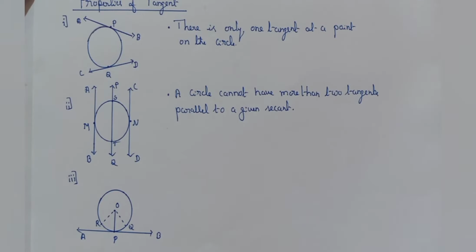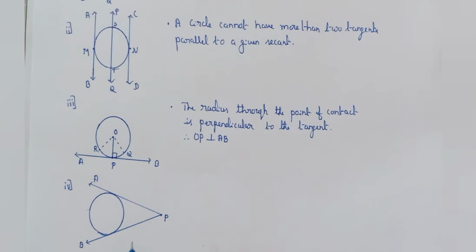Next property, in the figure, AB is a tangent and P is the point of contact. OR, OP and OQ are the radius. But OP is the radius drawn through the point of contact. So, the radius drawn through the point of contact is perpendicular to the tangent. So, OP is the radius drawn through the point of contact P. So, OP is perpendicular to AB.